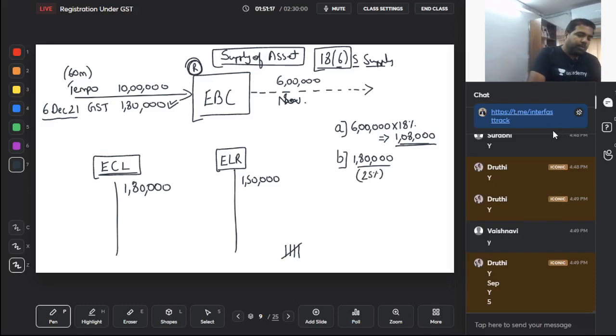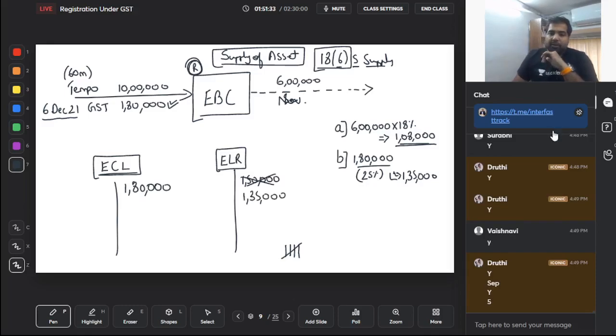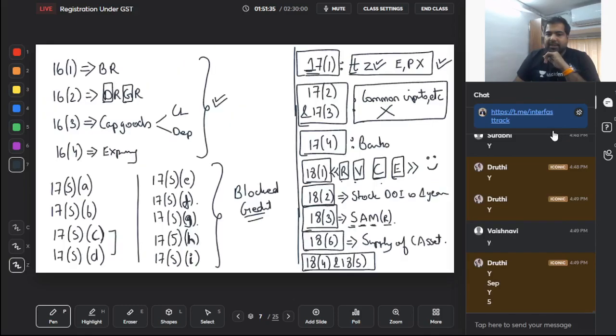By balance you remove, so 75% you will remove, so 1,80,000 into 75%, that is 1,35,000. That much you'll have to reverse. So how much will you reverse, guys? Sorry, 1,35,000 will have to reverse. So again, it's everywhere 5% per quarter. Whether it is 18.1, 18.3, 18.6, everywhere it is 5% per quarter.